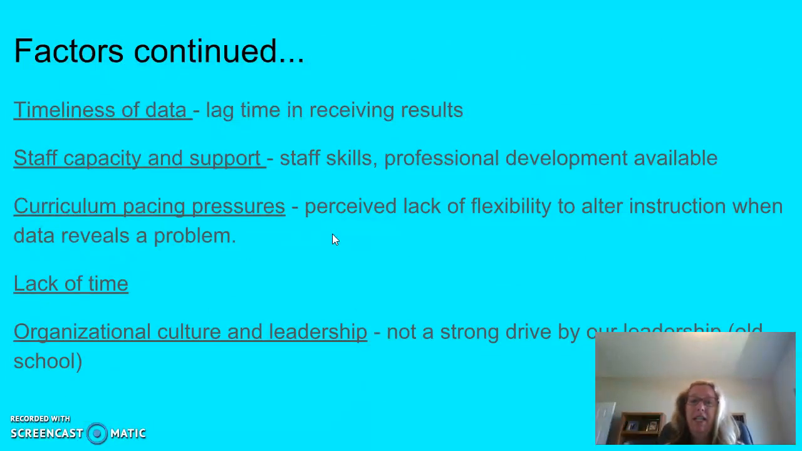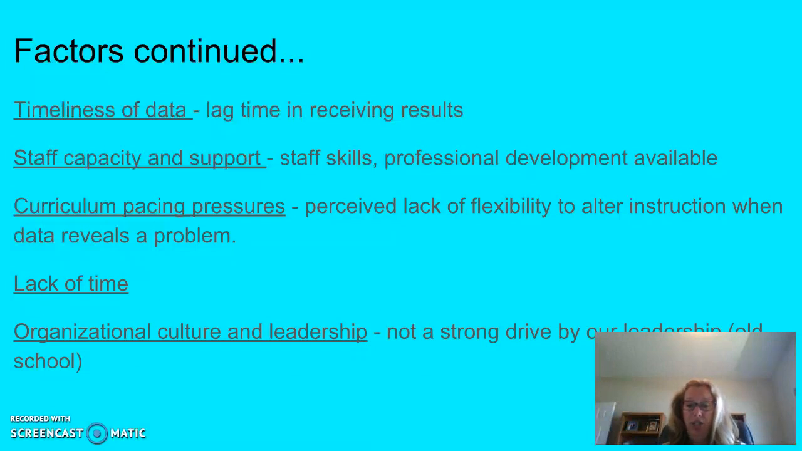Other factors, timeliness of data. Oftentimes there's lag time in receiving the results. Staff capacity and support. Do the staff have the skills to analyze and use the data? Is there professional development available to help with this? Curriculum pacing and pressures. Perceived lack of flexibility to alter instruction when the data reveals a problem. Can we slow down and reteach and have the time to do this? Or is there too much pressure to keep up with the curriculum? A lack of time. We need more time to be able to analyze the data.